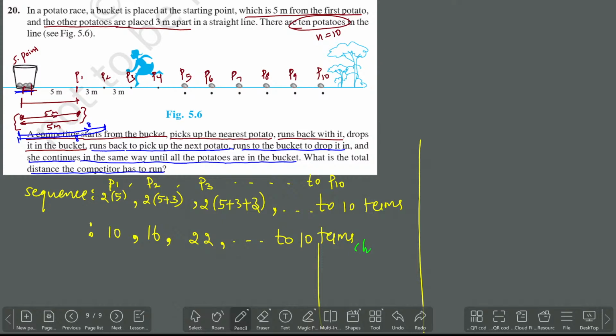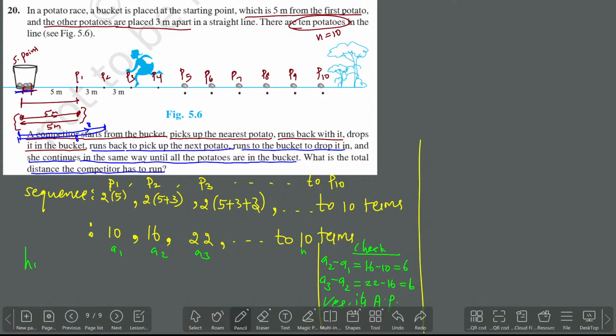First, checking whether it is an AP or not. This is my A1, A2, A3. This is my N. So A2 minus A1. What is A2? 16 minus 10 equal to what? 6. A3 minus A2 equal to 22 minus 16 equal to 6. Okay. Then what will you write? Yes, it is an AP, or it forms an AP.